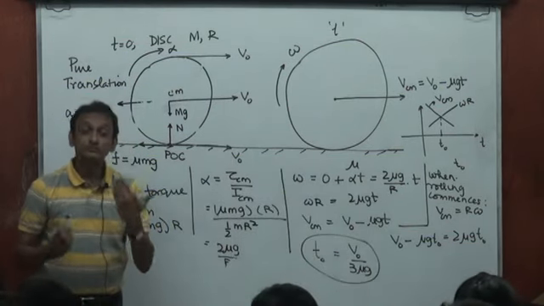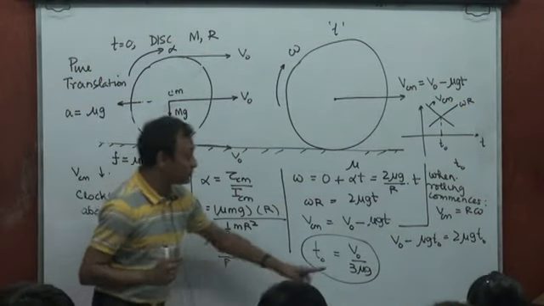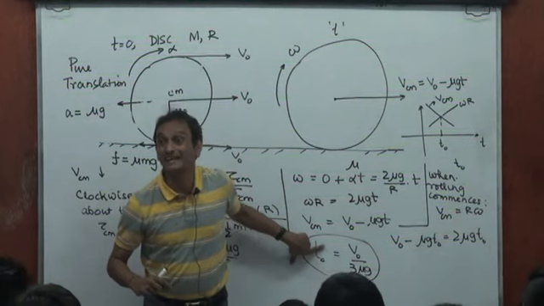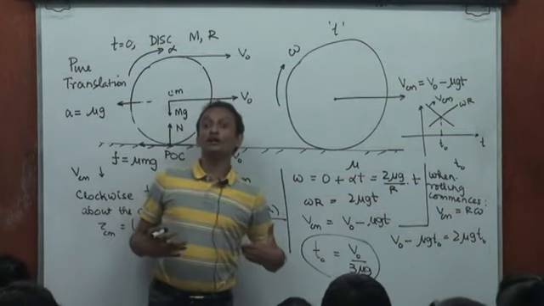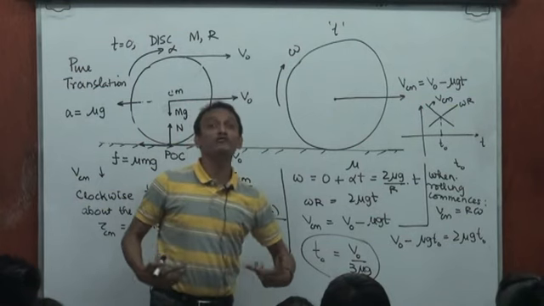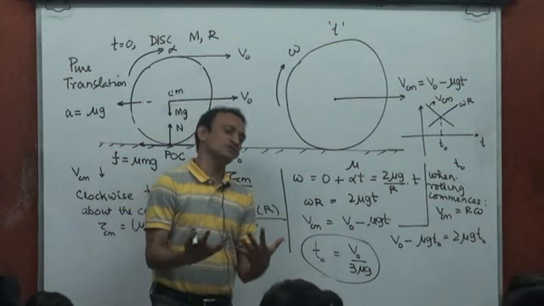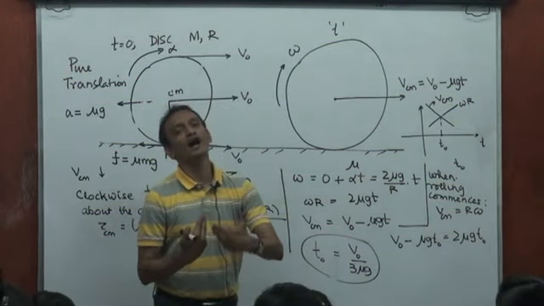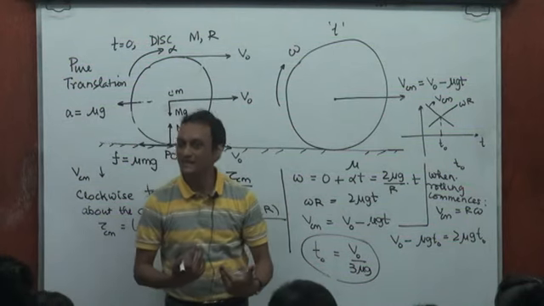Right? So the important thing is that if mu was higher, it would have taken lesser time for rolling to start. Right? That means friction is a very, very good friend of rolling. Friction would always act in a manner so that rolling is promoted. The higher the value of mu, quicker is the rolling condition commencing.